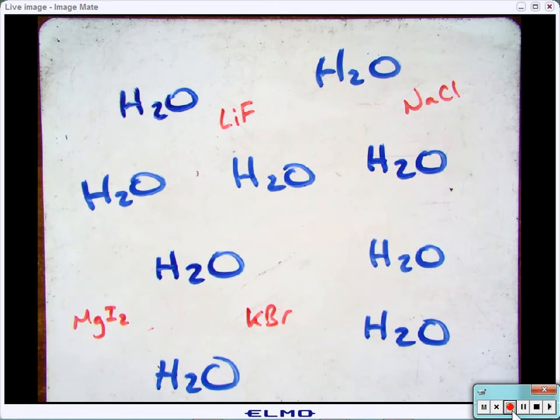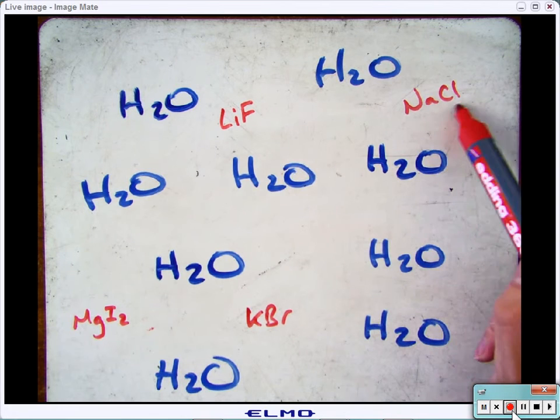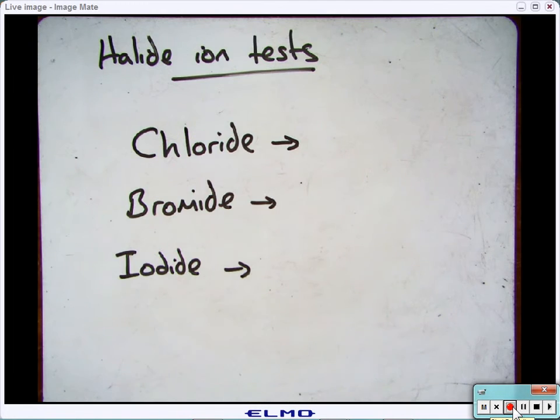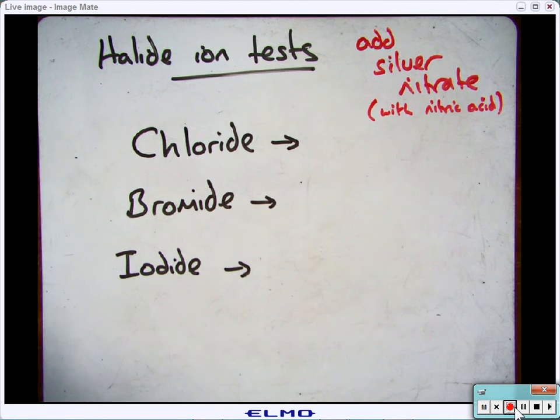So in water, we can have ionic compounds, as I covered in the previous video. What we're going to have a look at now is how we can test for these anions. So the Halide Ion Test is nice and simple. You add silver nitrate, when acidified with a little bit of nitric acid, a precipitate will form.